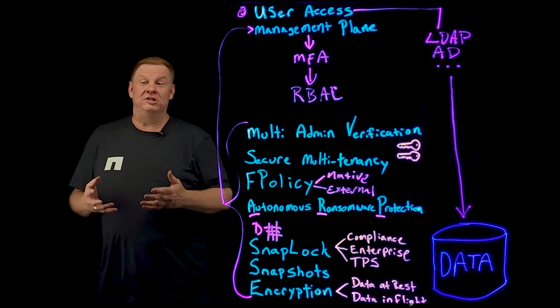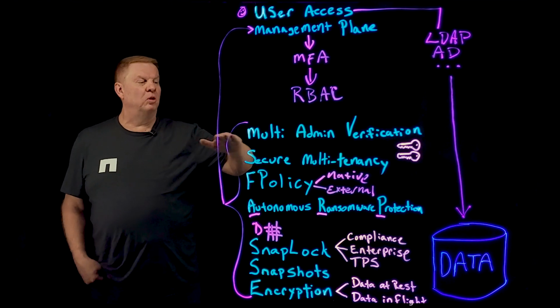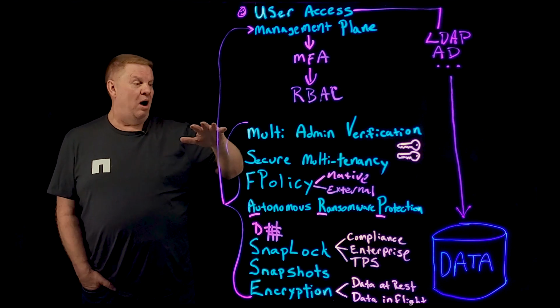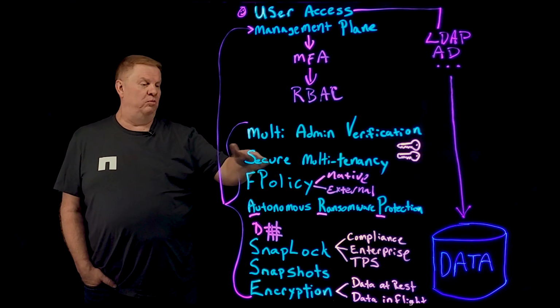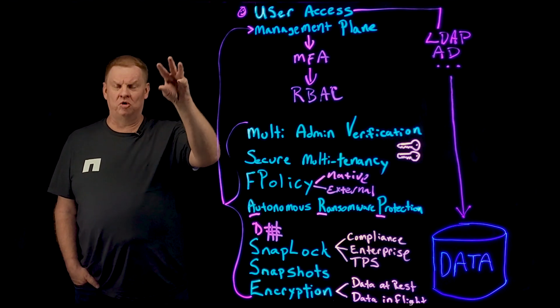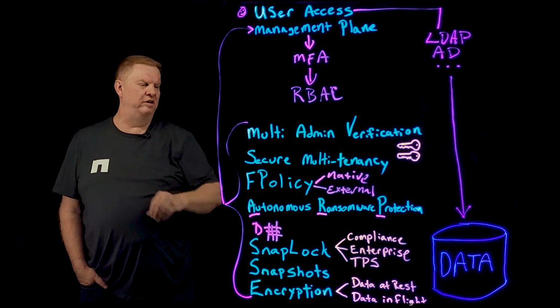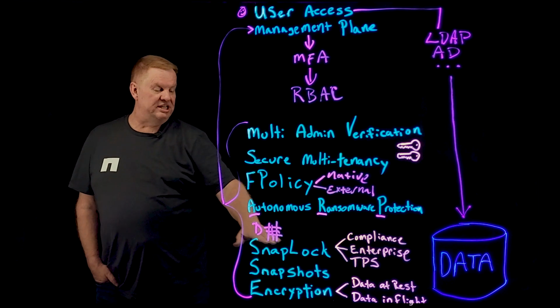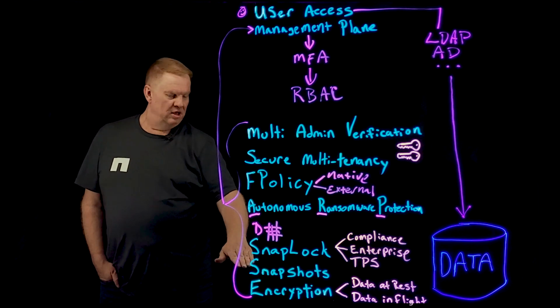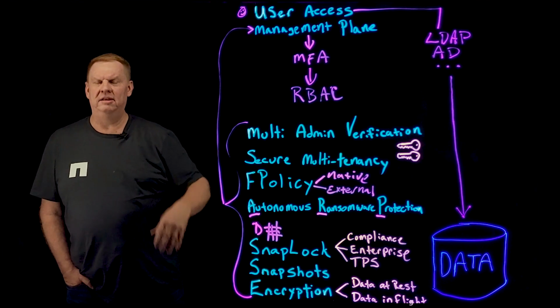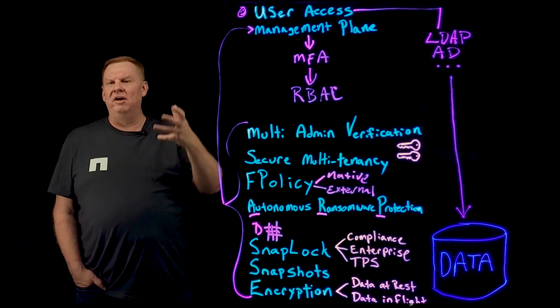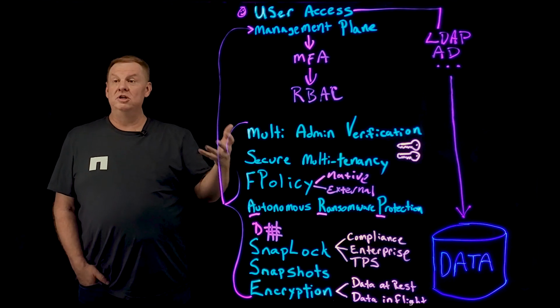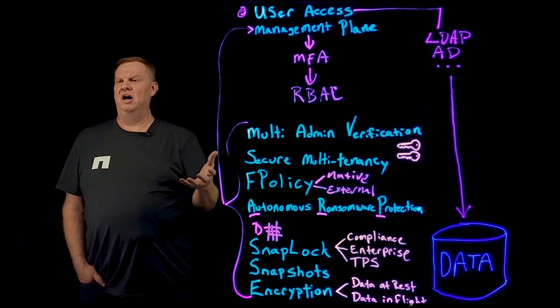So in conclusion, to wrap this all up, we talked about multi-admin verification, how multiple admins have to approve a command. We talked about secure multi-tenancy, how you can create secure environments that don't bleed over into each other. F-policy, autonomous ransomware protection engine, SnapLock, defense, snapshots, and encryption, right? These are all tools that are in our tool bag. And if you want to know more about them, you can check out security.netapp.com.